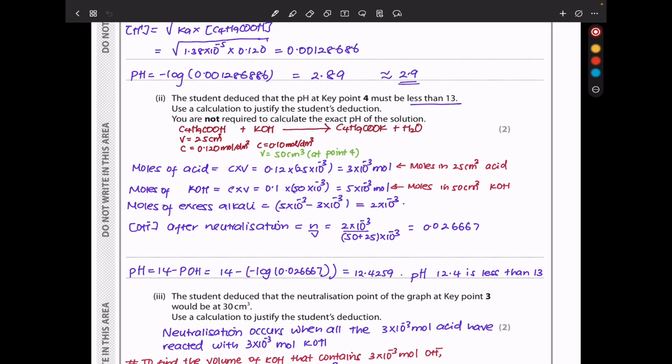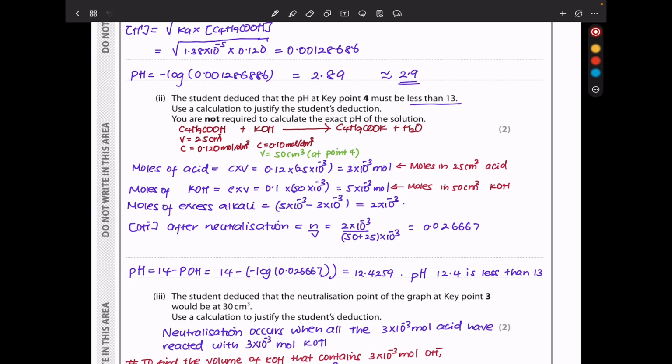And next I say the student deduced that the pH at key point 4 must be less than 13. Use a calculation to justify the student's deduction. You are not required to calculate the exact pH of the solution. So again, I place the equation. This is going to be the acid, alkali, and then the products. Initially, the volume and concentration of the acid, and then the concentration of that. But remember at key point 4, 50 centimeters cubed of potassium hydroxide is going to be added.